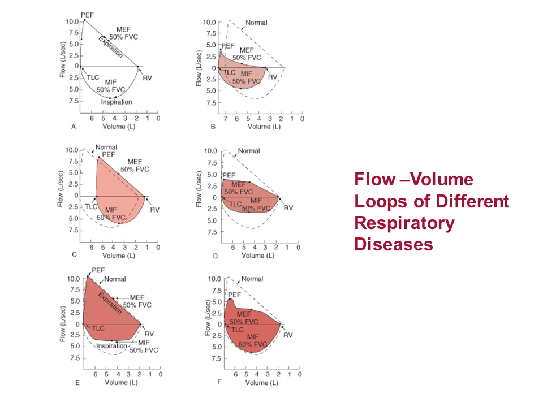Diagram C represents restrictive lung disease, and in this disease, all lung volumes will be reduced. There will be a reduction in the residual volume, and there is a reduction in the total lung capacity. Diagram D represents fixed obstruction of the upper airways.